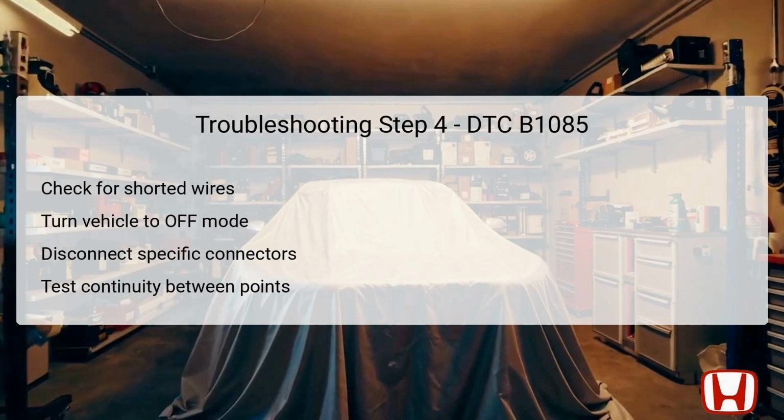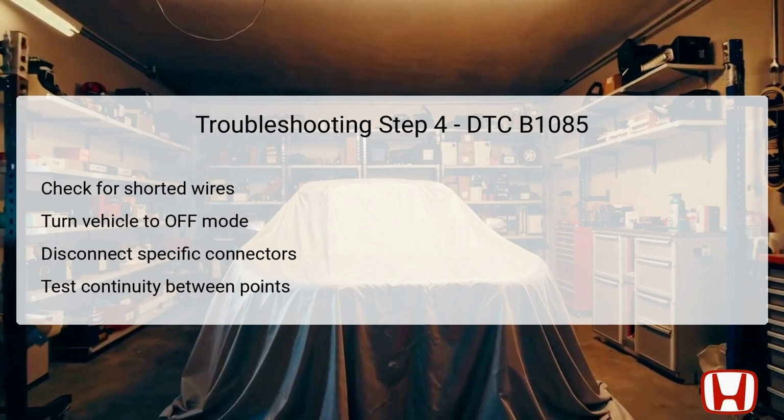In troubleshooting Step 4 for DTC B1085, a thorough check for shorted wires is essential. The first action is to turn the vehicle to the off lock mode to ensure safety during testing. Technicians should then disconnect a series of connectors, including Relay Control Module Connector A, 6P, Relay Control Module Connector B, 14P, and connectors for both the left and right headlights, ensuring a complete disconnection for accurate assessment.